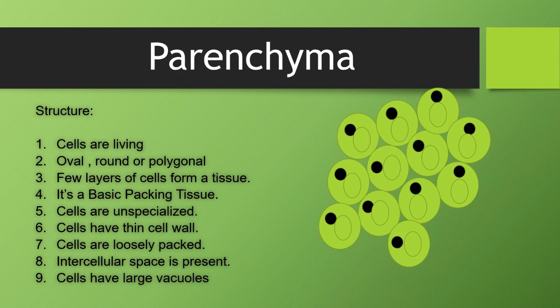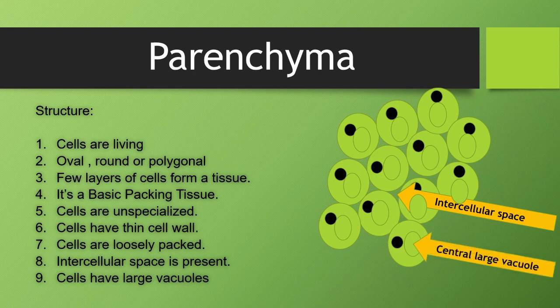They are living. They can be oval, round or polygonal. Few layers of cells form a tissue. It's a basic packing tissue of the plant. These cells are unspecialized, so they are present all over the plant body. Cells have thin cell wall made up of cellulose. They have a large central vacuole and a peripheral nucleus with the cytoplasm. Cells are loosely packed, that's why they have intercellular spaces. Cells have large vacuoles for the food storage as well as waste storage.